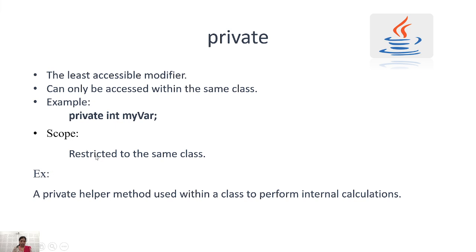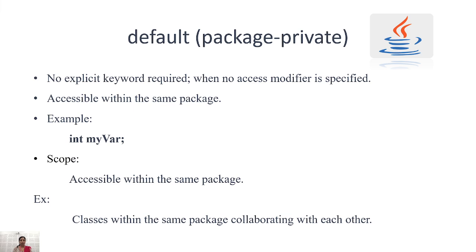So this is, as discussed, restricted to the same class. For example, a private helper method used within the class to perform the internal calculations only. So whatever helper method we are using in the class for performing the calculations, we can declare that as a private one.